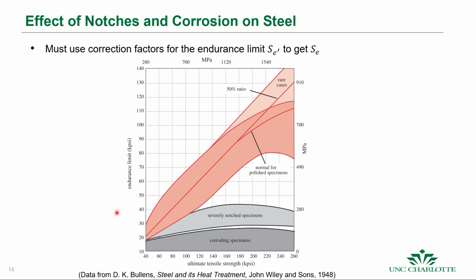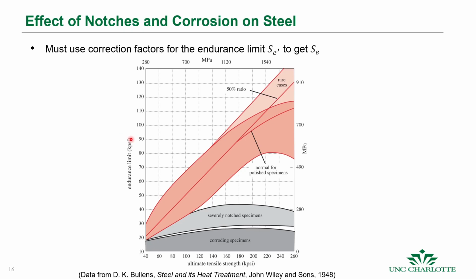Now, if you have notches which lead to stress concentrations, or you have a corrosive environment, then we have to use correction factors to adjust the endurance limit, which we'll call Se prime, to get an endurance limit that we use. And this graph here just shows the endurance limit. Okay, so this is the cyclical stress that can be endured by the specimen. It's, I think, fully reversed stress that would come from that bending test data.